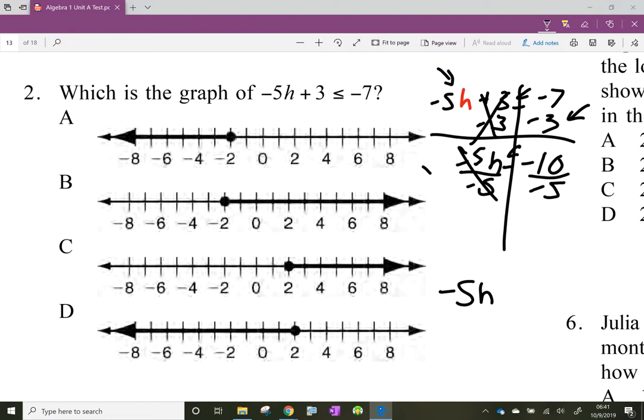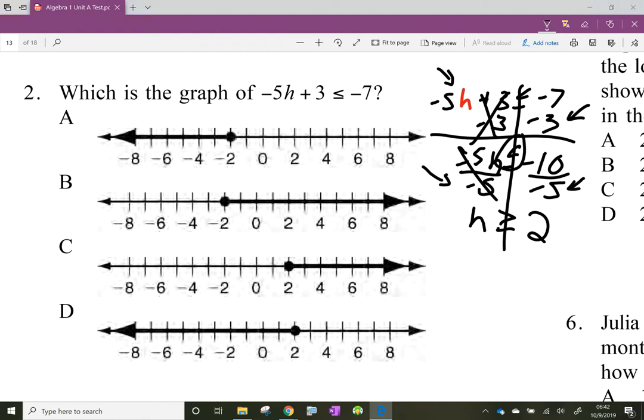And of course, remember, if we do it to the left side, we have to do it to the right side. So we're going to have h all by itself because we've just canceled out -5. And on the right side, -10 divided by -5 is a +2 because the two negatives make a positive. And 5 goes into 10 two times. But because we divided by a -5, a negative number, our sign has to flip over.